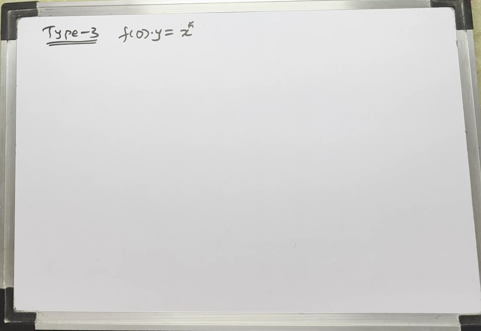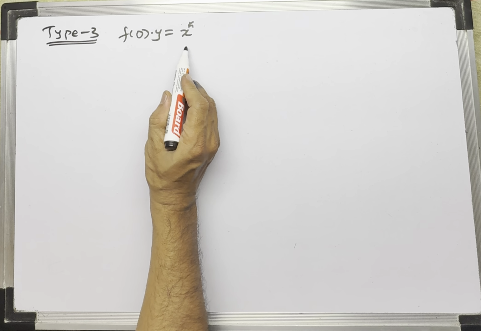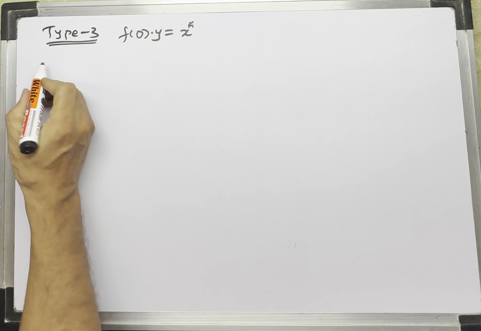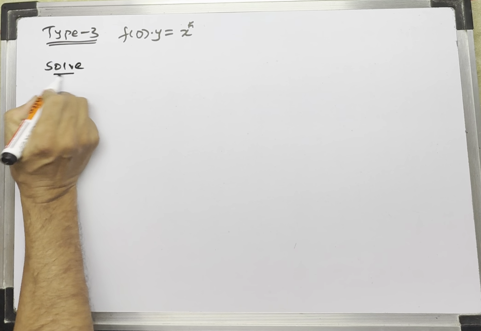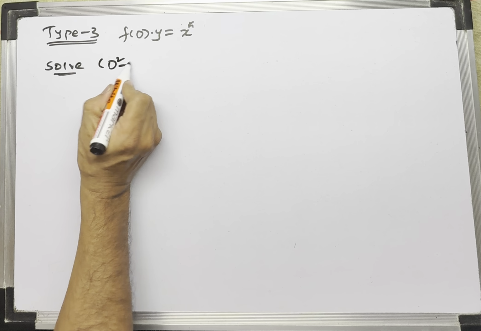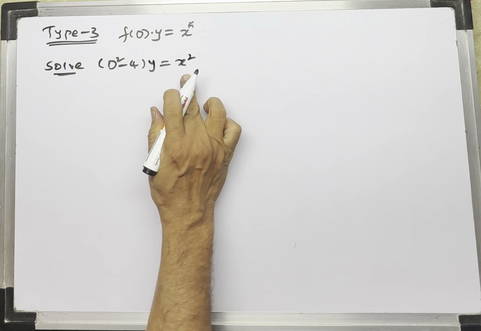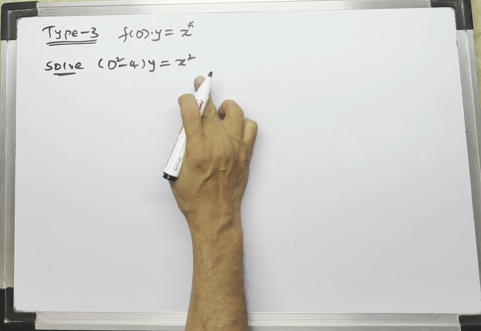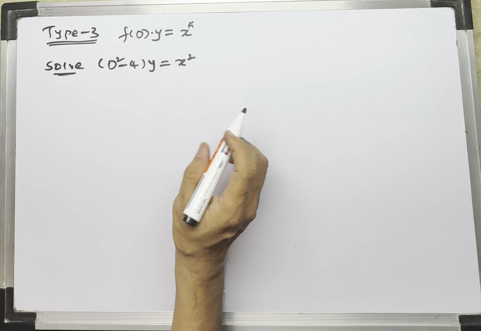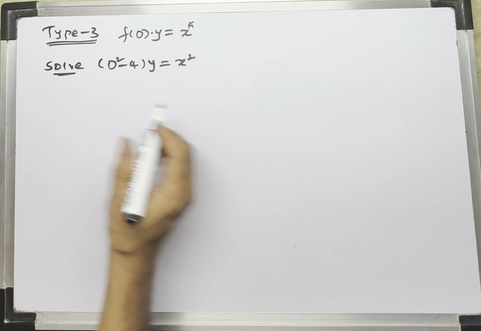We are in type 3 now. Type 3 questions will be of this form: f of D into y equals x power k. You will be given a question in this form. Solve D square minus 4 into y equals x square, or you will get x cube plus x square plus x. In that way you will get one algebraic expression.